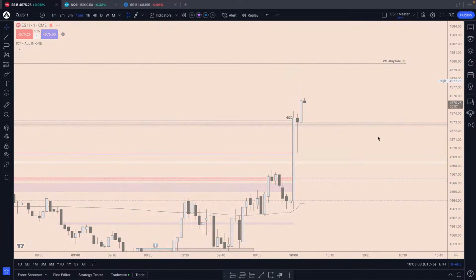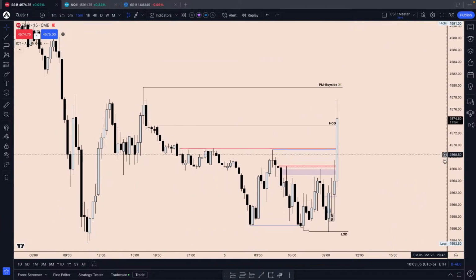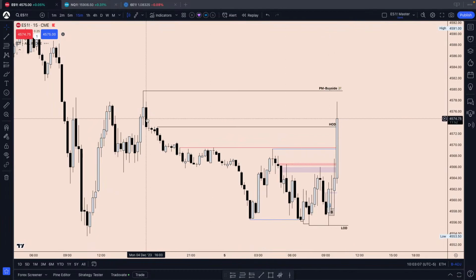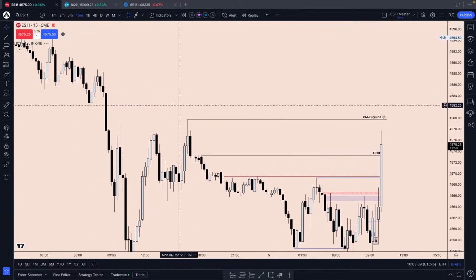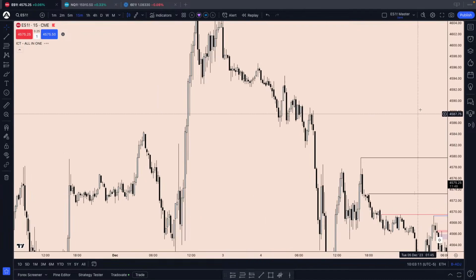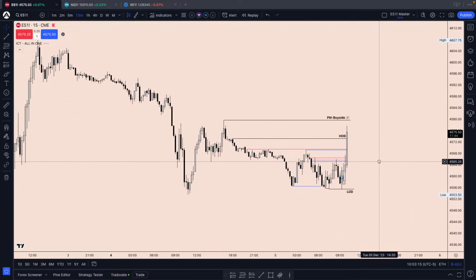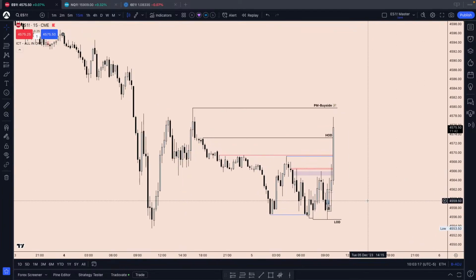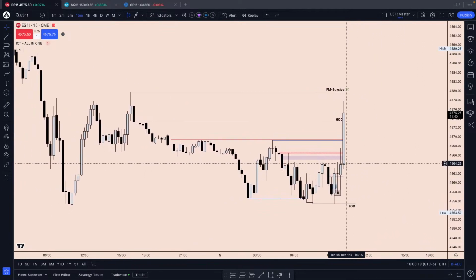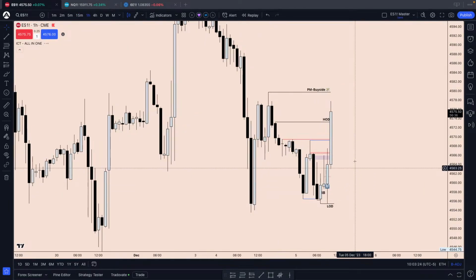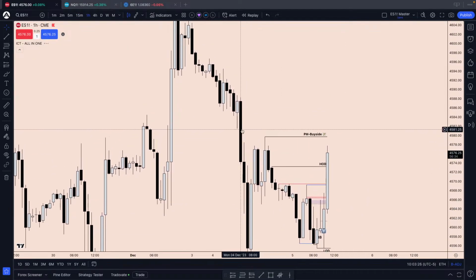Maybe look for some higher time frame buy side liquidity and sell side liquidity. We swept the high of the day. This is our PM buy side, and we would have all these short-term highs here to the left. On the 1 hour time frame, 1 hour bearish fair value gap right in here. Let's track that one out.